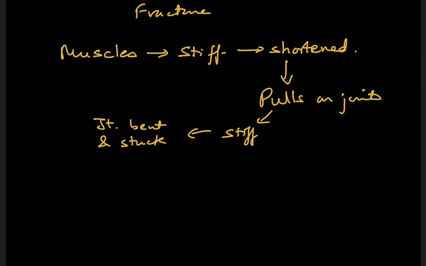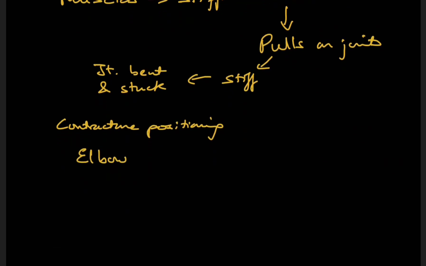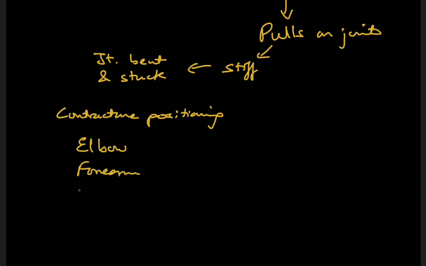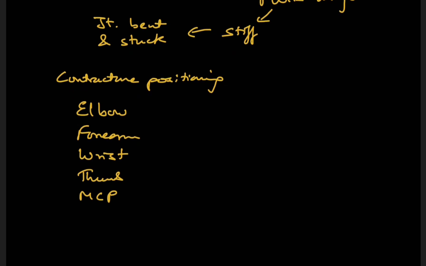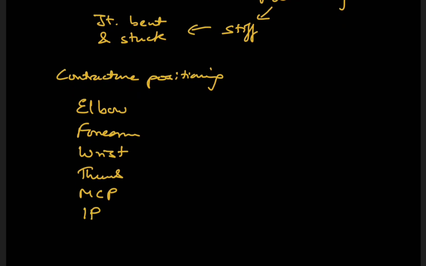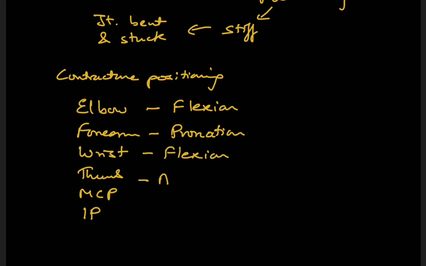Now, what is that position? That is the contracture positioning. We'll take a look at the elbow, the forearm, wrist, thumb, MCP joints, and the IP joints. Elbow will be in flexion, forearm will be in pronation, wrist also in flexion, thumb will be in adduction, MCP joints will be in extension, and the IP joints will be in flexion.